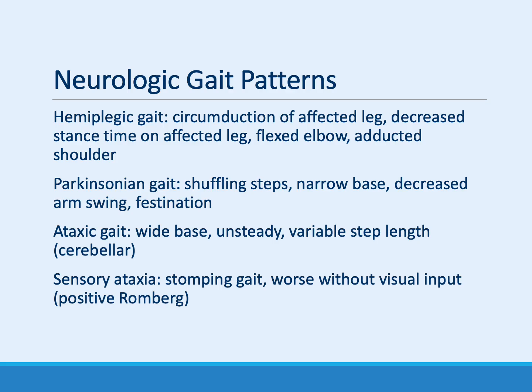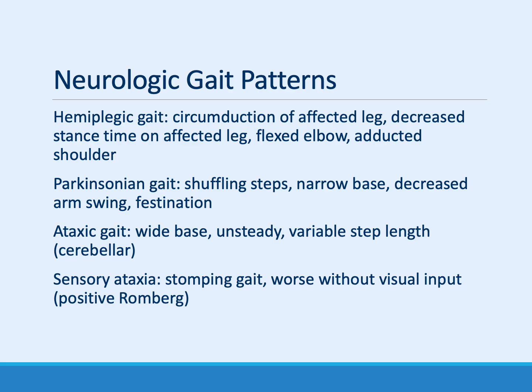Parkinson's gait is characterized by a shuffling pattern with a narrow base of support, decreased arm swing, sometimes festination where the steps become smaller and faster, and we'll also typically see a forward flexed trunk posture in Parkinson gait. Ataxic gait or cerebellar gait from cerebellar dysfunction shows a wide base with unsteady steps and variable stride length. Sensory ataxia presents with a stomping gait that worsens when there isn't visual input and often has a positive Romberg.